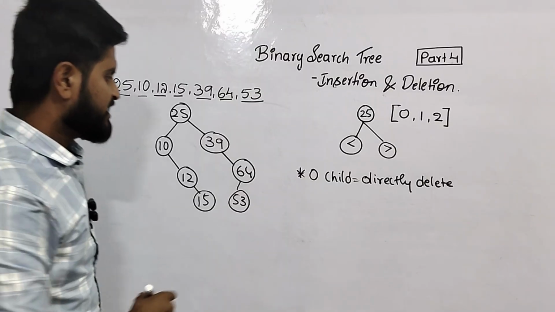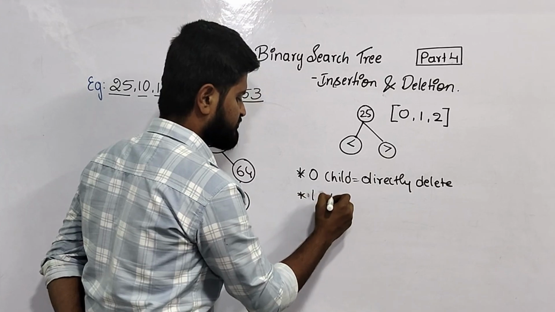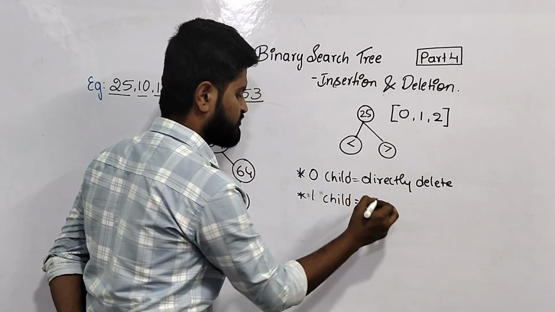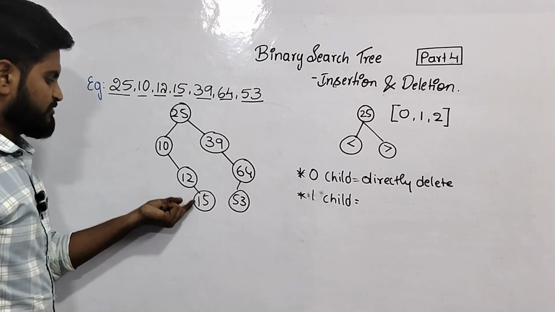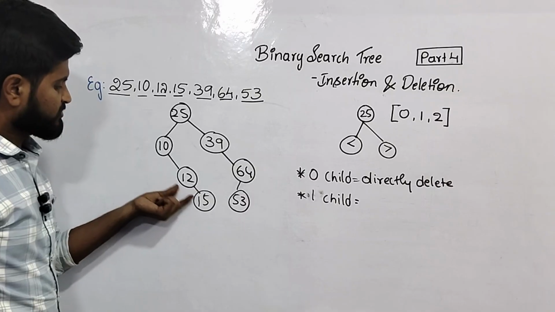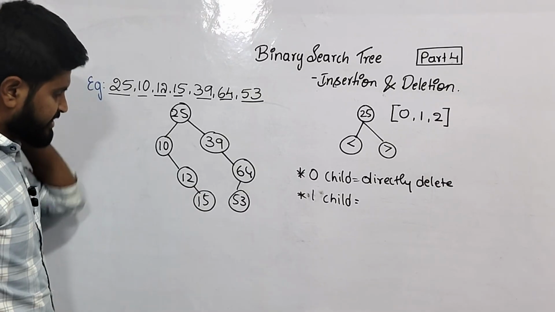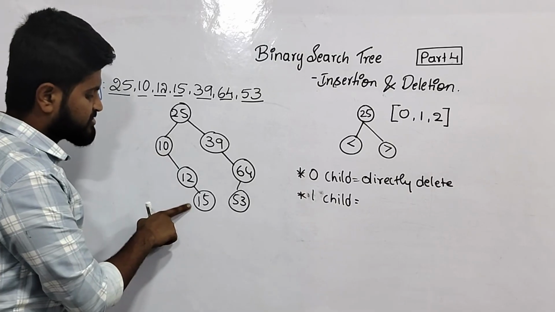Now, if I want to delete a node which has 1 child, how will I delete it? For example, 12 has 1 child, that is the right child. 10 also has 1 child. This one is the grandchild, so it will not be considered; only the child will be considered. 10 has 1 child, and 12 also has 1 child.